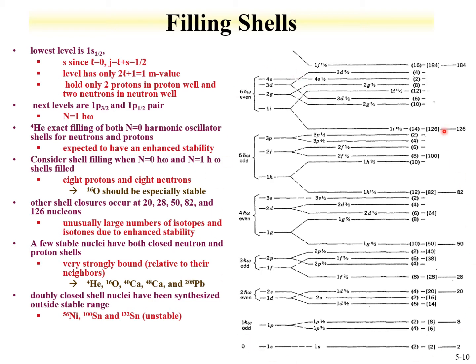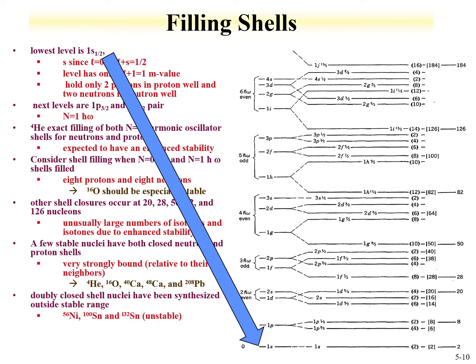Here's our shell model, and here's some of the properties that come out from the shell model. The lowest level is obviously this 1s. It's an s1/2. Since L is 0, J is only equal to the L plus the S, so 0 plus 1/2. It only has the one value. It's shown here, and it contains two nucleons. So I can put two nucleons into the shell.